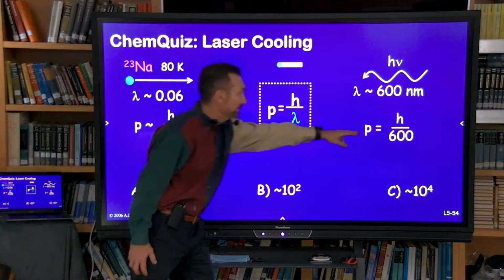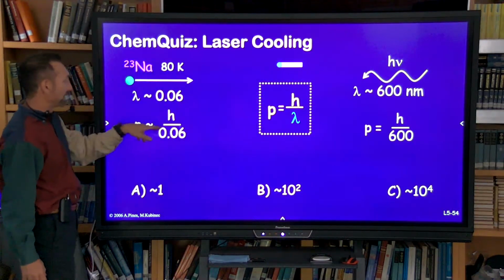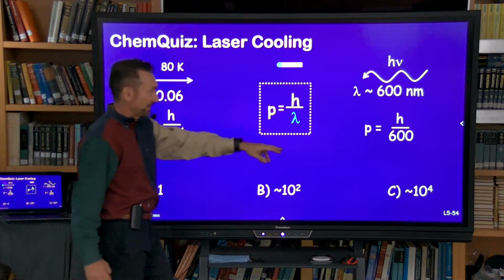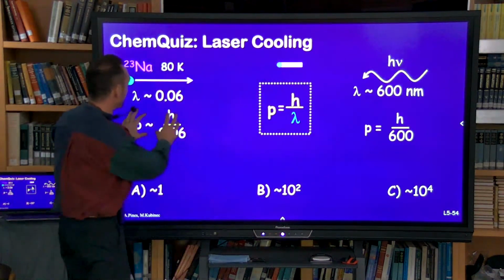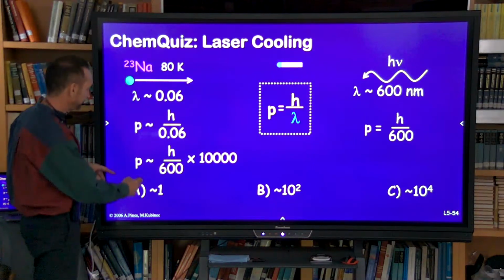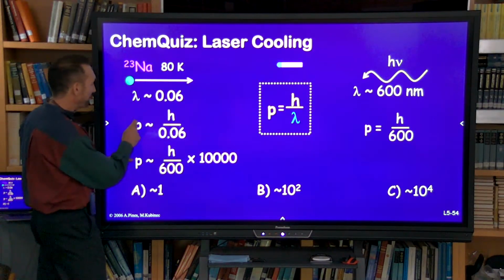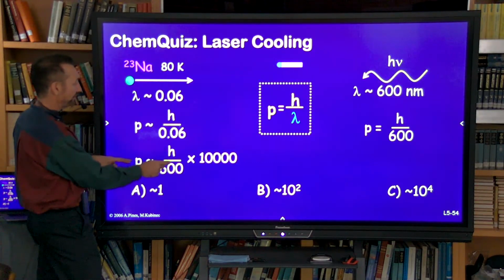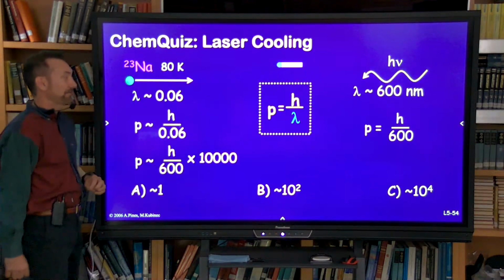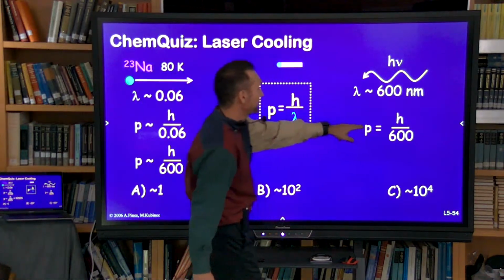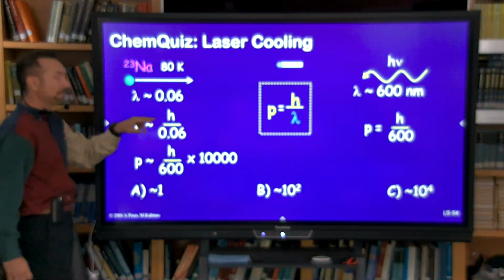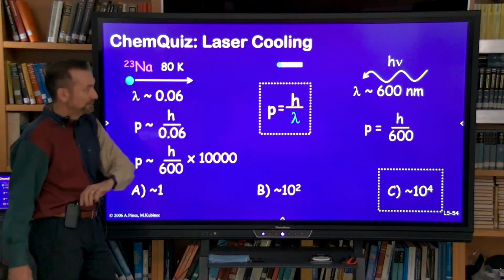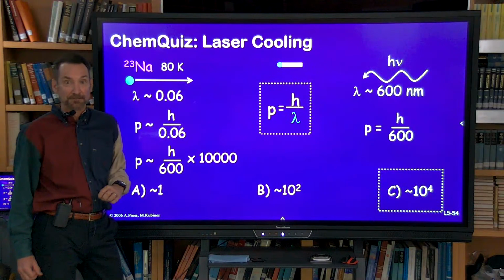So this is exact. This I'm giving you a squiggly because that's an approximation. But I did it so the numbers are easy. So if these two things have to be the same, this momenta here, h over 0.06, is h over 600 times 10,000. So I need 10,000 particles that would add up to the same momentum as the sodium atom. And you could bring the sodium atom to a near stop.